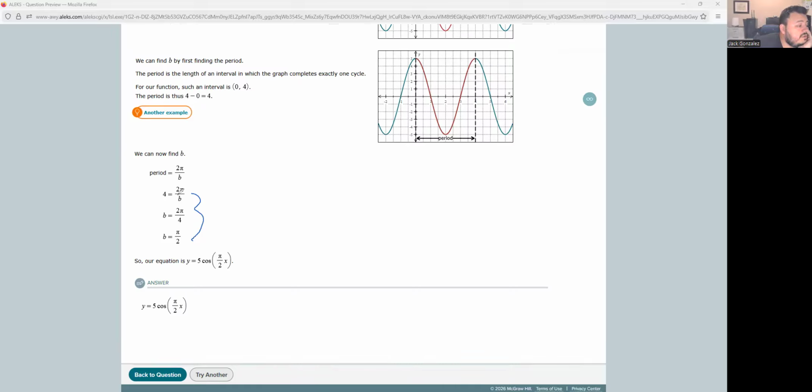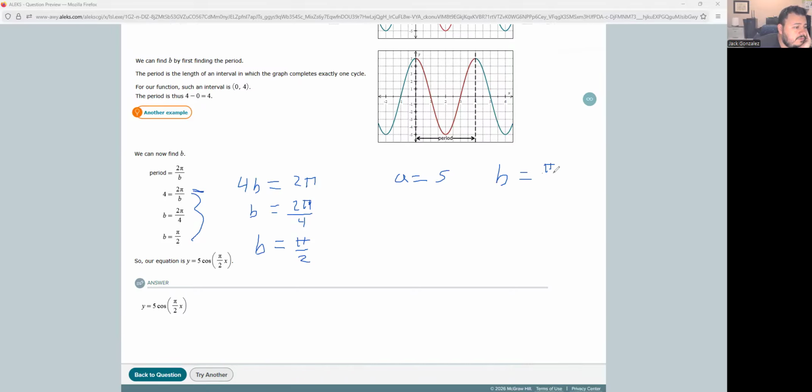What I would have done is multiply both sides by b on this line. I would have got to here, right? Because if you multiply both sides by b, that b cancels on the bottom. Then I would divide both sides by 4, which would give me to here. And then this reduces. So then that's when we get the pi over 2. So once you have all the pieces, you have that a is 5. You have that b is pi over 2.